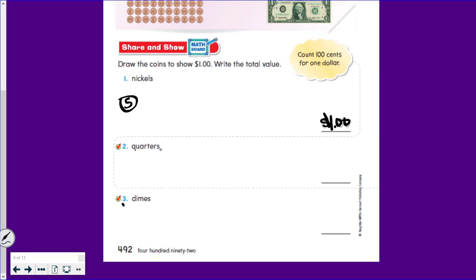For this one, you're going to draw quarters. How many quarters equal $1? And you're going to write $1, because all these are going to equal $1 and 0 cents. And then the last one is dimes. Each dime is 10 cents. We count by tens when we count dimes. And you still need to make $1 and 0 cents in dimes. So pause your video, do numbers 1, 2, and 3.